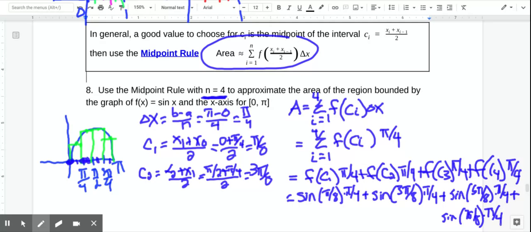Okay, so those we don't have exact values for. We're just going to do this all in the calculator. One thing you could do to make it easier to put in the calculator is notice these all have a pi over 4. So you could factor that out and do sine of pi over 8 plus sine of 3 pi over 8 plus sine of 5 pi over 8 plus sine of 7 pi over 8. Put that all into your calculator and then multiply the answer by pi over 4. But either way, you're going to get a decimal answer. Make sure you're in radian mode. 2.052. So we approximated the area under this part of the sine curve at 2.052 using midpoints.